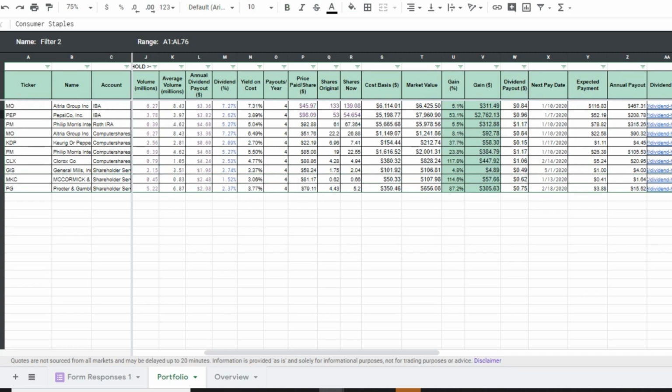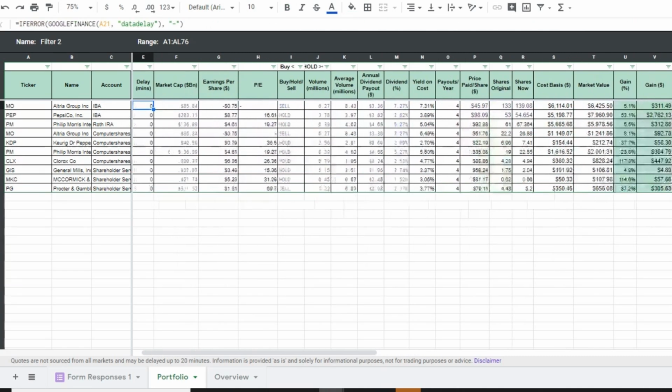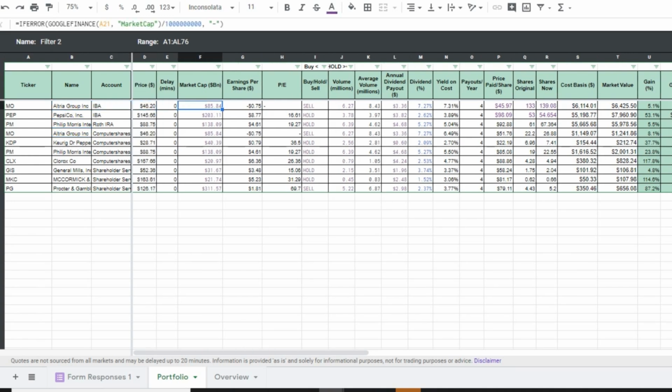Now going into consumer staples, you'll see a lot of different positions multiple times. That's just because they're in different accounts. So you can see I have things in my individual brokerage account, my Roth, my computer shares, my shareholder services. Specifically Altria Group and Philip Morris, I believe you'll see in different accounts. I wish I had something at the moment that can combine all these, but at the moment we have them as separate positions, just based off the fact that they're in different accounts.